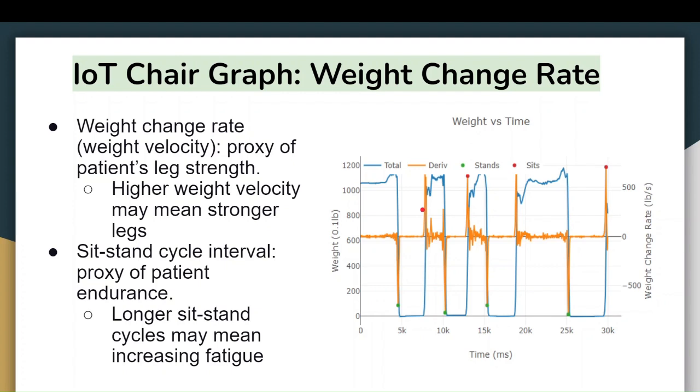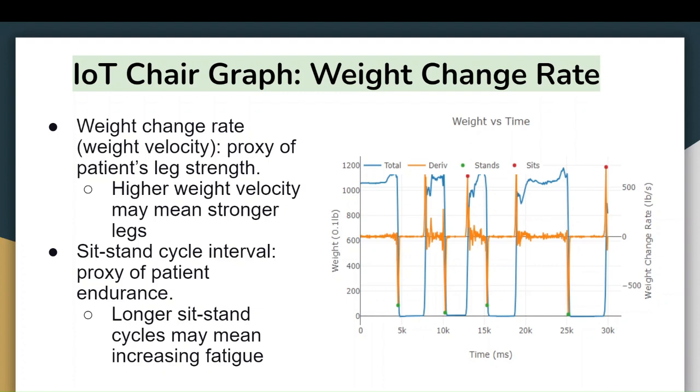And so higher weight velocity may mean that the patient has stronger legs, as they're able to apply more force to the chair in a shorter amount of time. And so that's what this orange line here represents. It's really just the change in weight over the change in time. So a larger value or a higher amplitude is more weight over a shorter period of time.